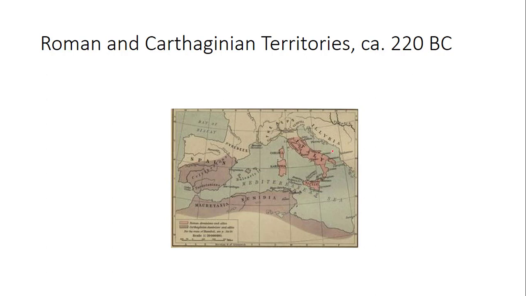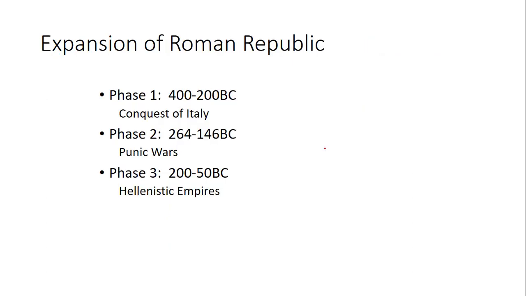So by 220 BCE, Rome has expanded to include the Italian peninsula as well as much of Spain, and then almost all of North Africa here. So you can see it's getting bigger and bigger, and it's starting to surround the entire Mediterranean. Then now you'll see where what I talked about just a few minutes ago fits in here.